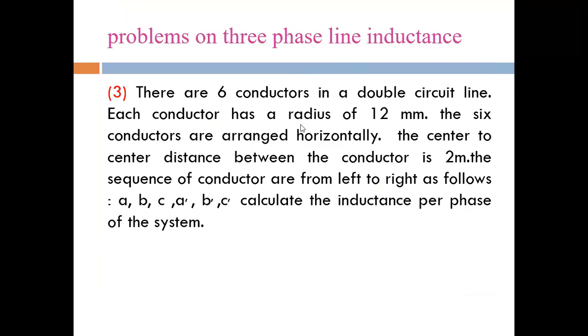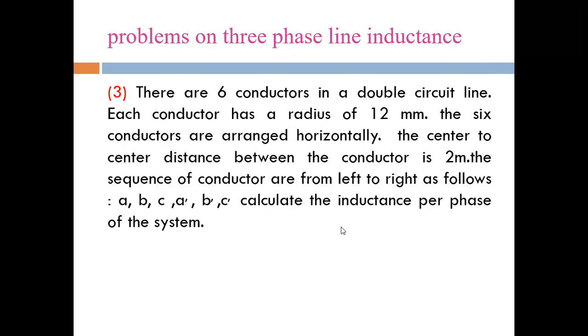The six conductors are arranged horizontally. The center to center distance between the conductors is 2 meters. That means the distance from A to B is 2 meters, B to C is 2 meters, C to A dash is 2 meters, A dash to B dash is 2 meters, and B dash to C dash is also 2 meters.